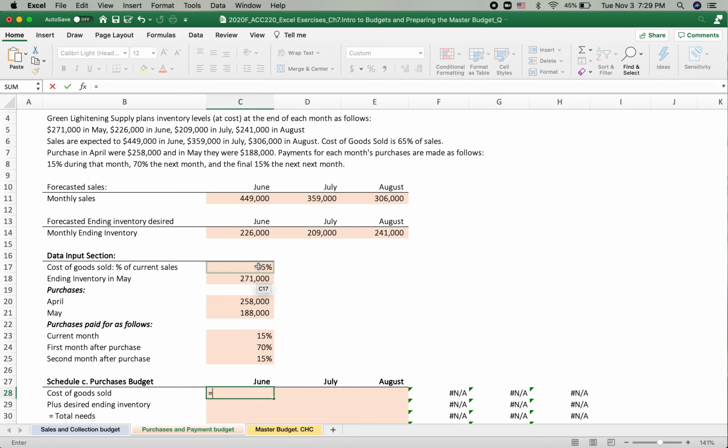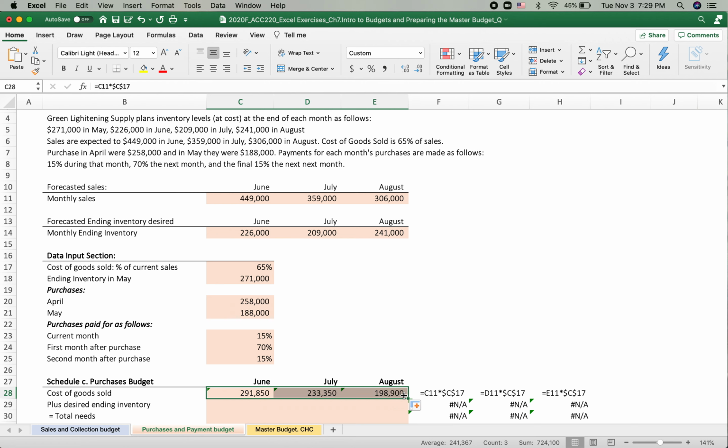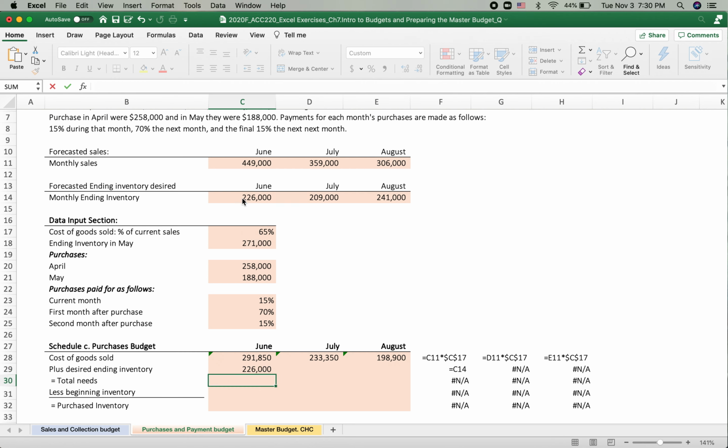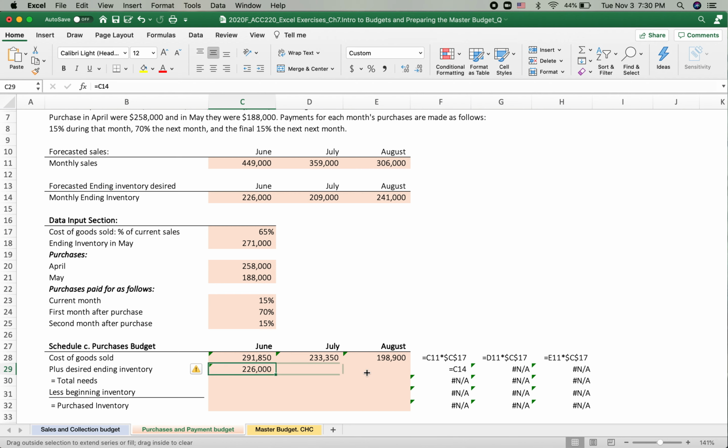So 65% is the percentage of current sales. We are going to use this input times 65%, which is fixed. So we will drag like this, and then we get this budgeted cost of goods sold plus desired ending inventory. Where is the desired ending inventory? Here we go. We already collected. Then let's drag.